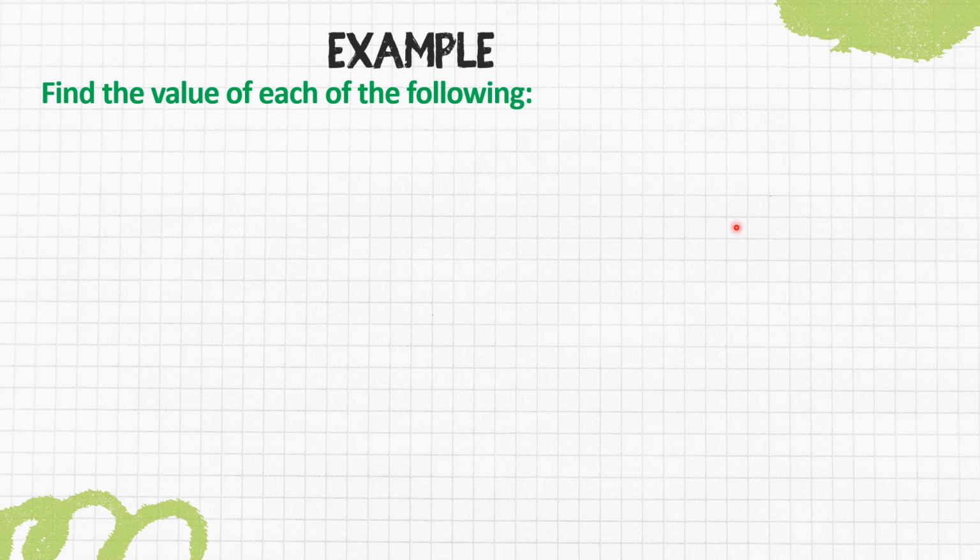Find the value of each of the following. The absolute value of -4 equals what? Tell me, math champions. Excellent, it equals 4. Next, the negative of the absolute value of 4. What does it equal? Take care of such a question.